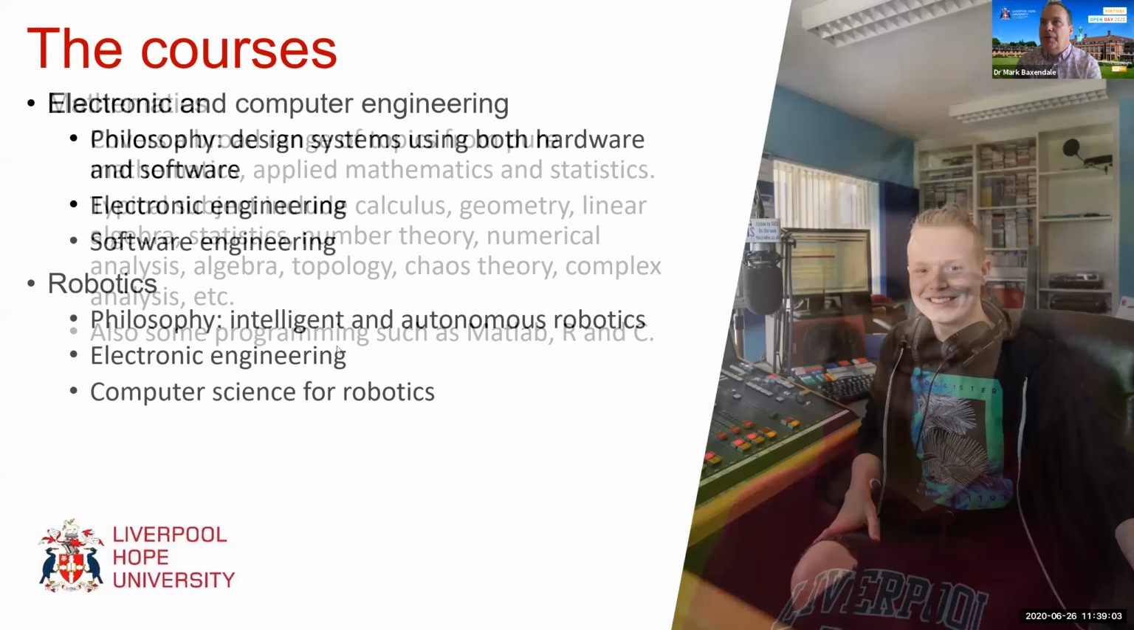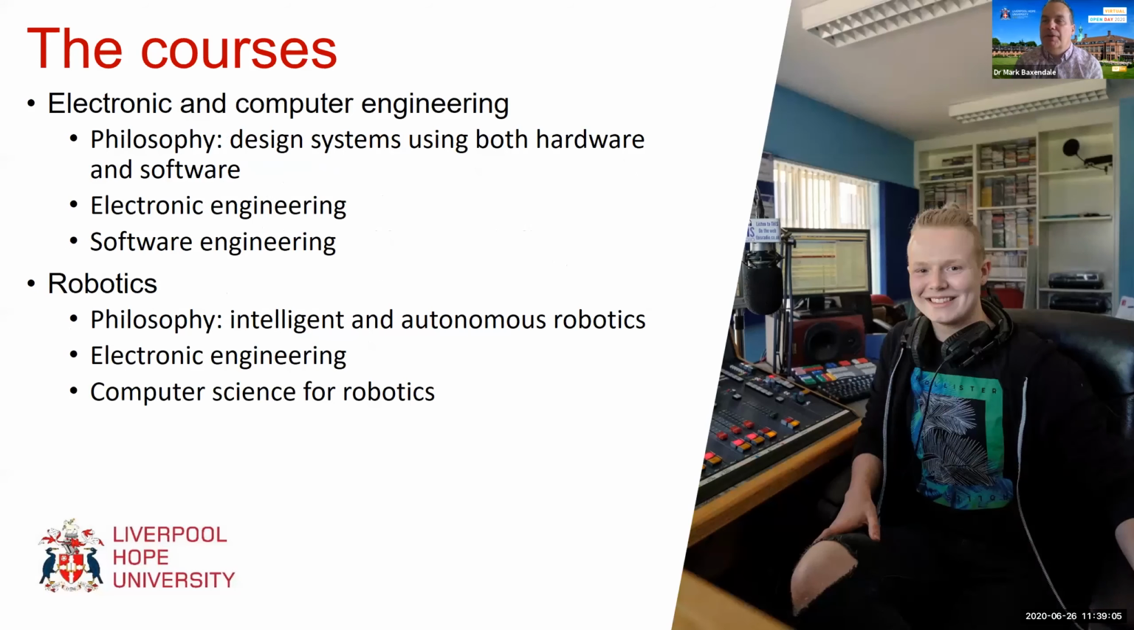So electronic and computer engineering and robotics. Electronic and computer engineering, the overall philosophy of this course is that a graduate will be able to design systems using both hardware and software, or a combination of the two. There aren't many courses like this around. You could think of this as electronic engineering and computer science put together. That's one way of looking at it.